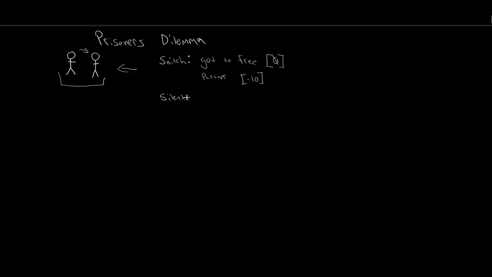The alternative is that they stay silent. If they stay silent, well, like I said, there's existing warrants for their arrest. The police want each of them for these outstanding charges. So, hey, they both stay silent. They don't rat out each other. Well, they get charged with existing crimes.